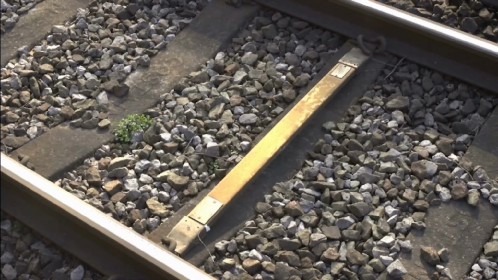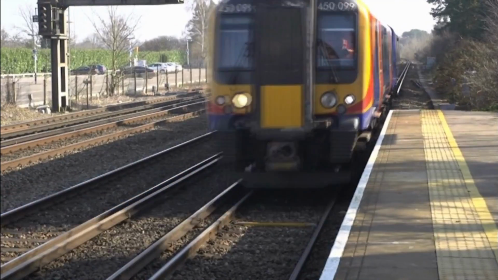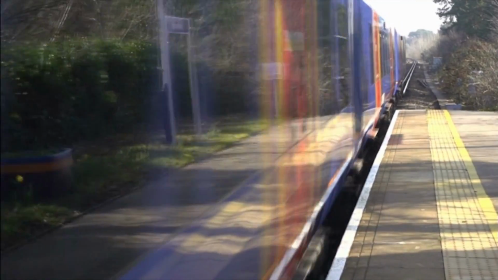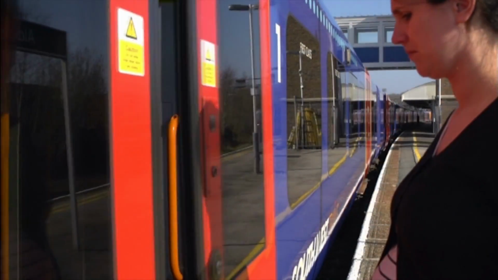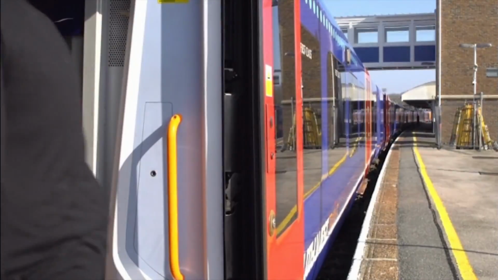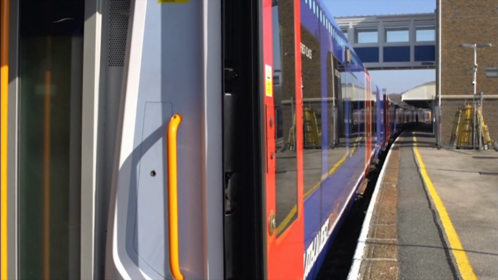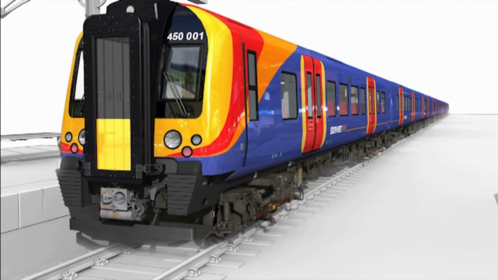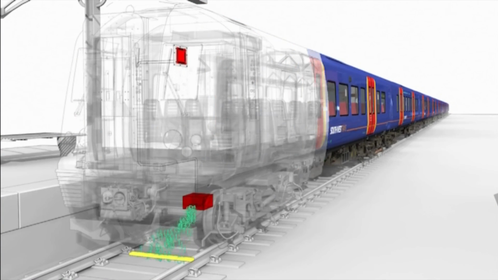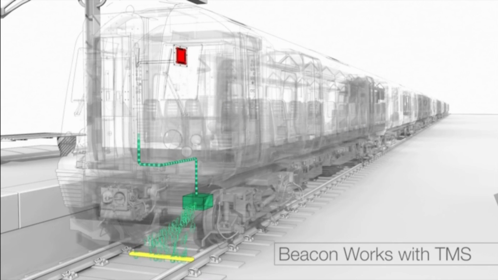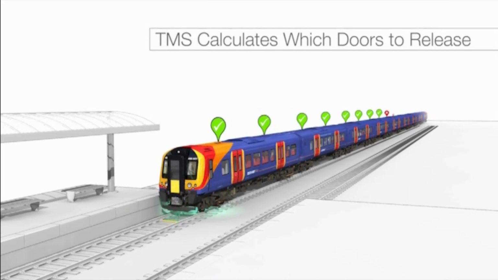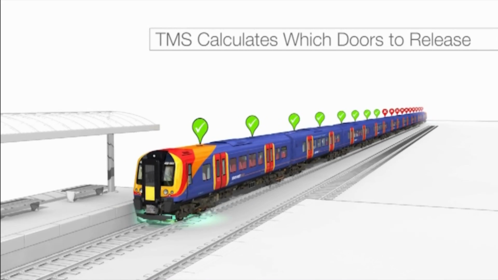The ASDO system will improve safety and help to improve customer service on our network. It can allow more doors to be available for use, benefiting our passengers when joining or alighting. It's a computer-controlled system that works using the driver's TMS and information received from beacons installed at every platform. The train will only release doors that are accommodated on the platform.